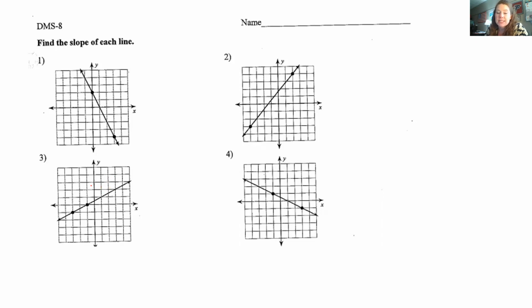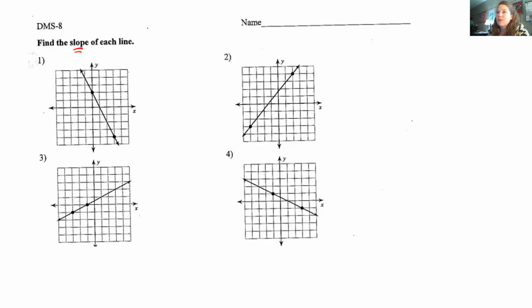This is a very important lesson for 8th grade math. Graphing linear equations, finding slopes, writing equations in slope-intercept form, knowing what the y-intercept is. So this is a very important lesson. So if you're given a line on a graph and the directions say to find the slope, so let's just review for a second.